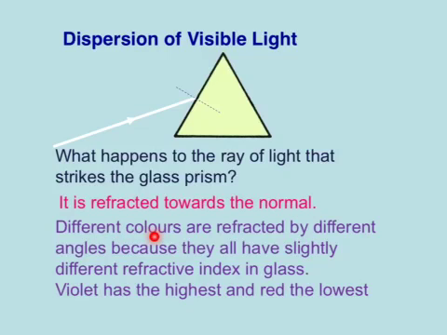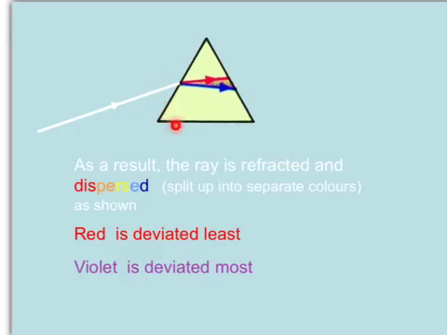Different colors are refracted by different angles, or by different amounts, because they all have slightly different refractive index in glass. Violet has the highest refractive index and bends the most, and red has the lowest refractive index and bends the least. This is what happens. The red refracts, or bends, or deviates the least. The violet refracts the most.